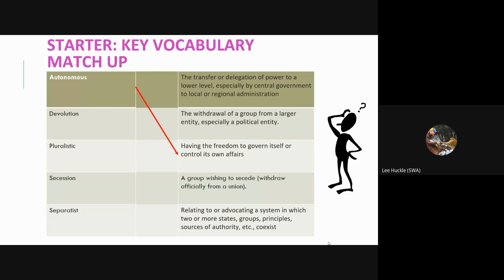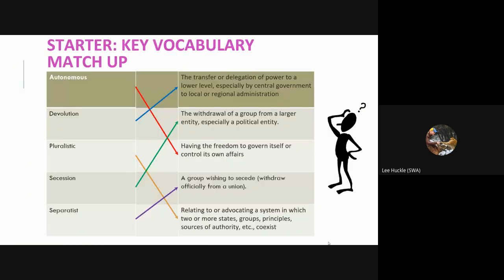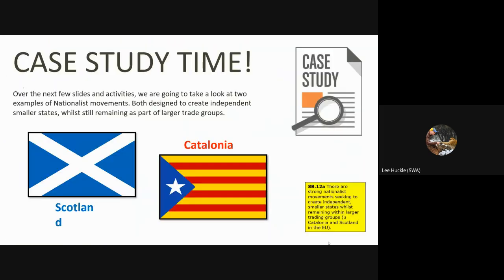We looked at these 5 key terms. What is autonomous? What is devolution? What is pluralistic, secession, and separatist? And then we looked at 10 countries that may not survive another 20 years. Which ones do you think they are? We had a discussion on that, which led into 2 case studies.